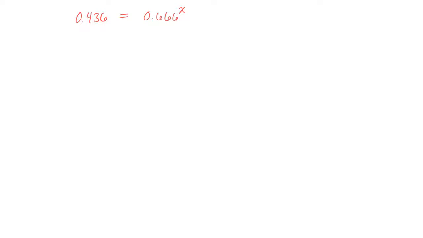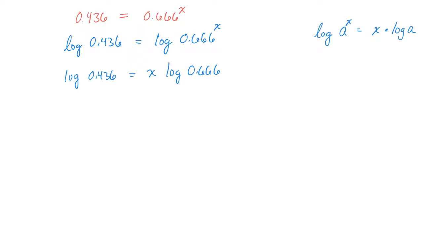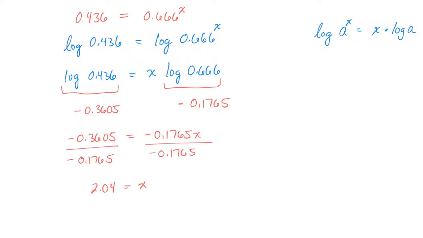The first thing we'd want to do would be to take the logarithm of both sides. One of the properties of logarithms allows us to bring this x out in front of the log. At this point, we can get a value for the two numbers that have logarithms in front of them. And now it's just a matter of solving for x. And we can see that the value of x here is 2.